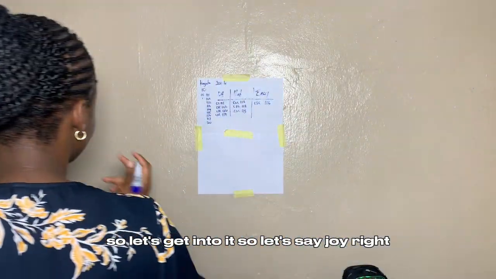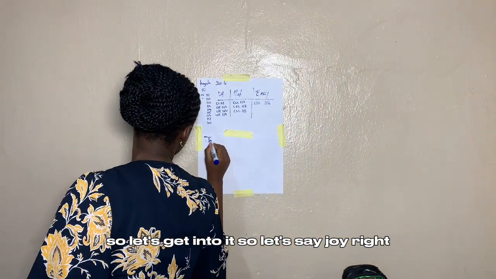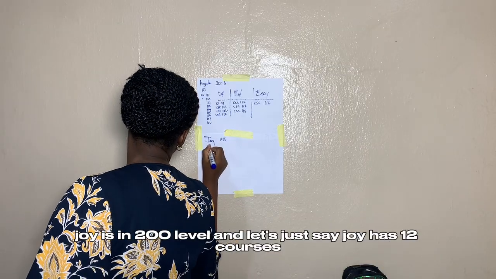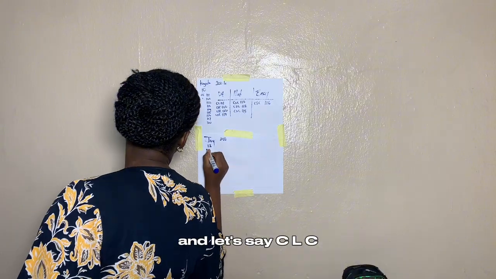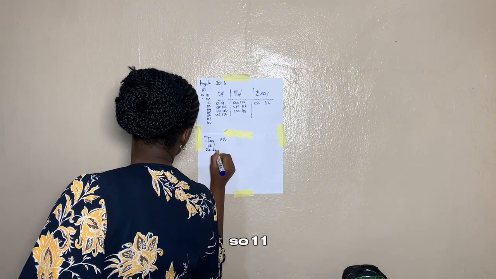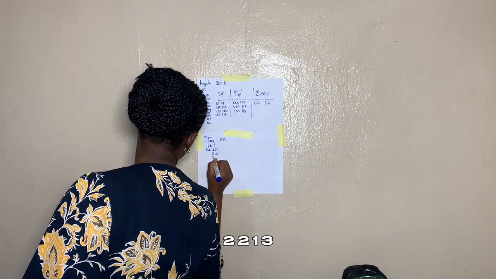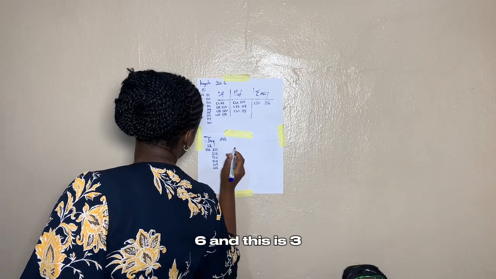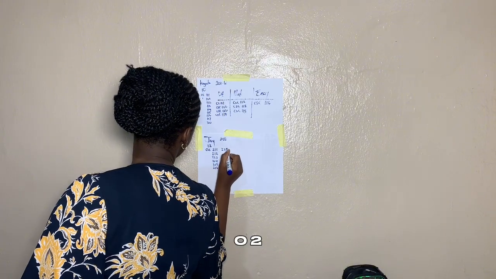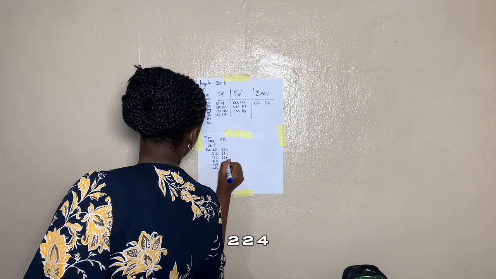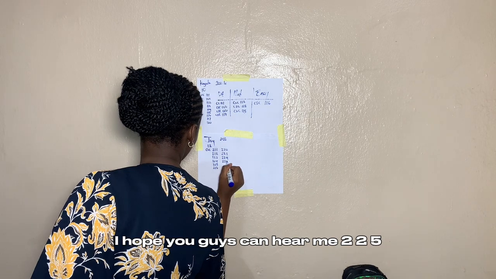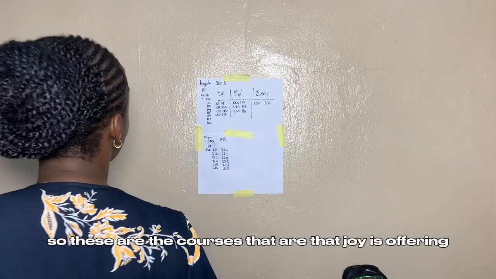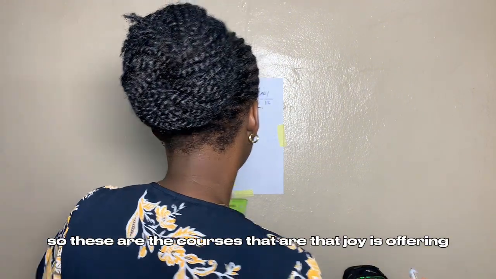So let's say Joy is in 200 level. And let's just say Joy has 12 courses. Let's say CSC 211, 212, 213, 214, 215, 216, and 220, 221, 224, 225, 226, and 227. I hope you guys can hear me. So these are the courses that Joy is offering.